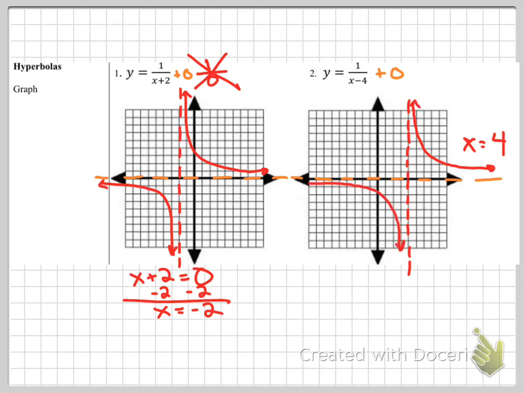So if this was on Desmos, I encourage you guys to go to desmos.com and use their calculator, and if you zoomed in and zoomed in and zoomed in, that curve would never touch x equals 4. Because if you plug in x equals 4, you get undefined. You cannot plug in x equals 4 into this equation.